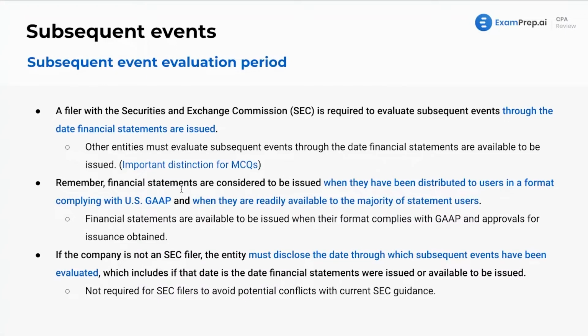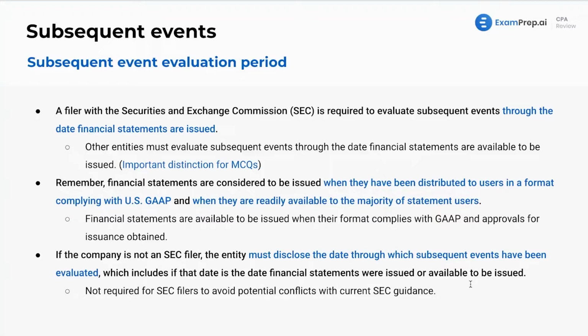So remember that the financial statements are considered issued when they have been distributed to users in a format complying with GAAP and when they are readily available to the majority of statement users. We talked about that before, just to reiterate it here as well. If the company is not an SEC filer, the entity must disclose the date through which the subsequent events have been evaluated. So if you're not an SEC filer, you need to say what that date is, which includes if that date is the date the financial statements were issued or available to be issued.